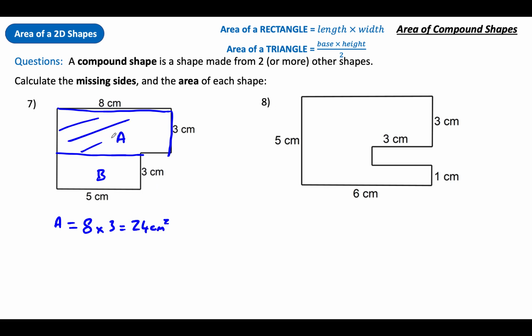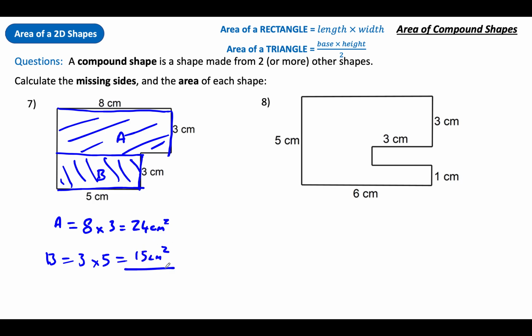So that's all of this bit that I've just found. Then I need to find B, which is the bottom one. The width of it is 3, the length is 5. So I don't need to find any missing sides if I cut it that way round, which is 15. So again, if you cut it the other way, you might have different answers here. But the important thing is that when you add it all together, you should always get the same answer. So your final answer should be 39 centimeters squared.